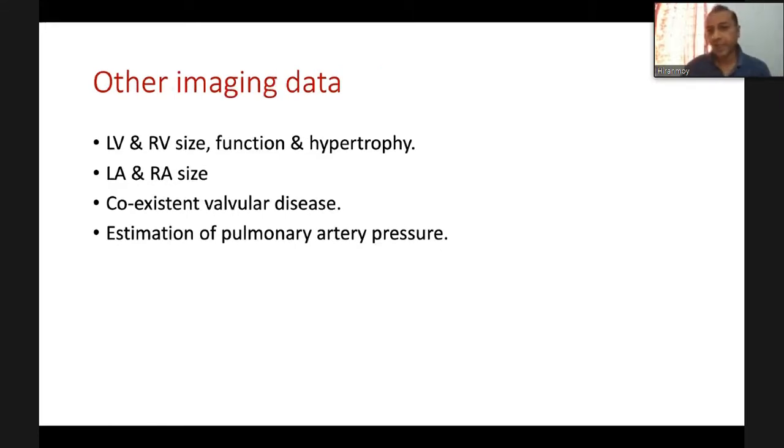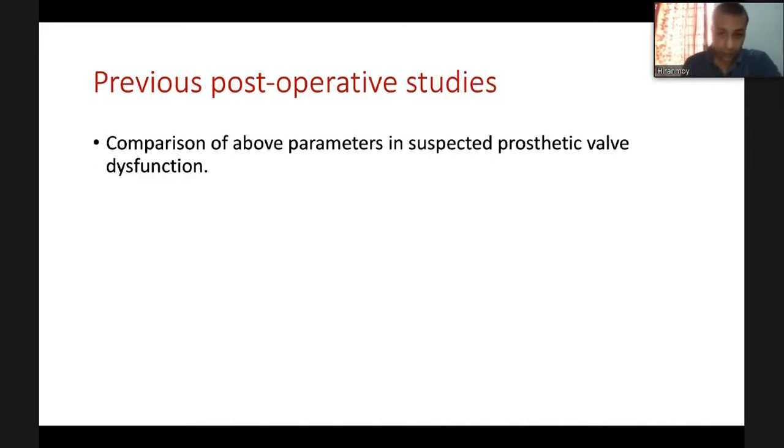Other imaging data can help you: the LV and RV size, function, hypertrophy, LA and RA size, coexistent other valvular disease, and estimation of pulmonary artery pressure. Previous post-operative study, I already mentioned to you, is very important. Serial echocardiography assesses the prosthetic heart valve, how it works.